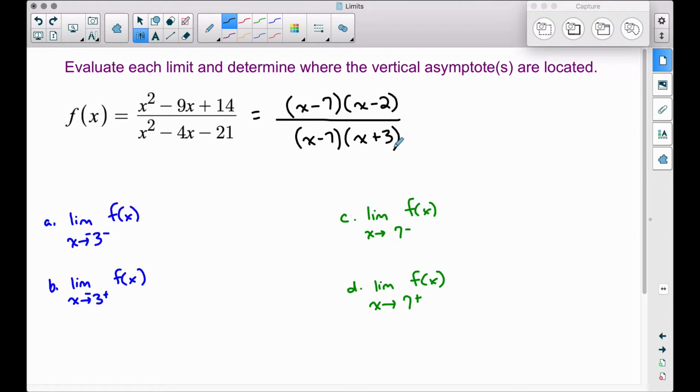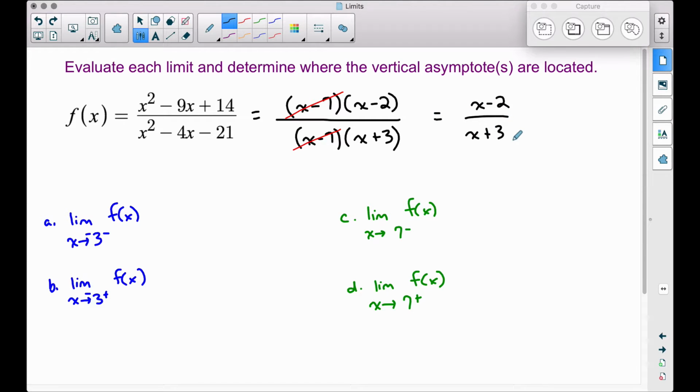So notice what we have going on here. We actually have a common factor. We can remove these. Remove. That sounds familiar, I hope, if you looked at the removable versus non-removable discontinuities. And what we're left with is the following: x minus 2 over x plus 3.